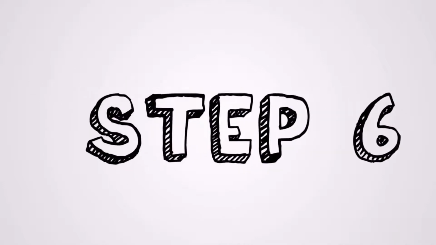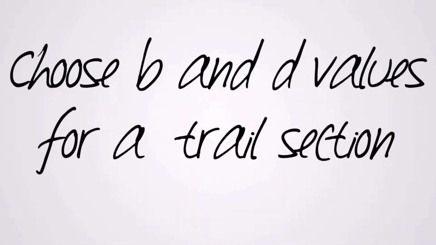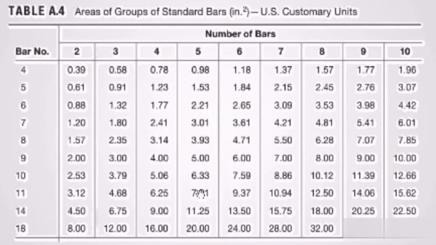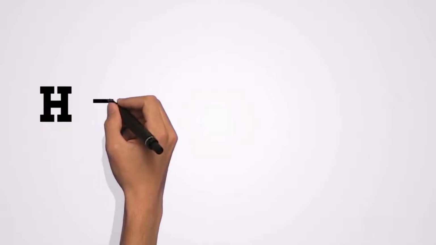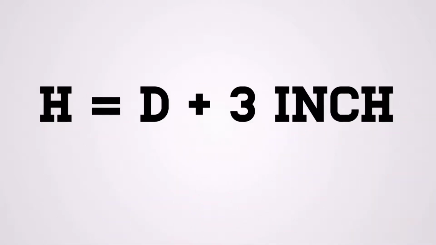Now step 6, we are going to choose b and d values for a trial section. So you will select dimensions to the nearest 1 inch increment using this table. And the total height of the beam can be conservatively taken to be h equal to d, which is the depth of the beam, plus 3 inches. So 3 inches is the cover requirement. This is to protect the beam from de-icing salt or to protect the beam from corrosion.